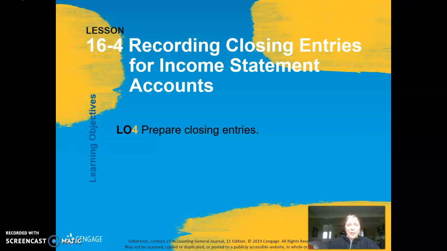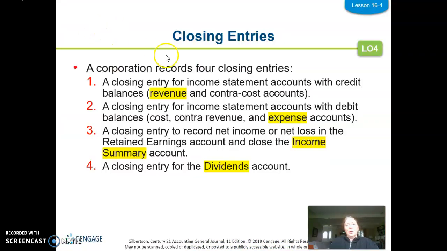for a corporation. So the closing entries that a corporation or all businesses record are the following. And if you recall, in the first trimester for a service business, a sole proprietorship, we had REID, R-E-I-D. REID was our closing entry acronym. And it still applies, it's just a little different.